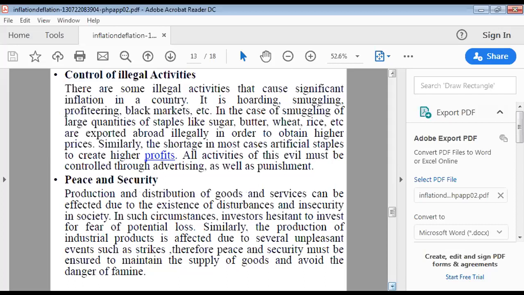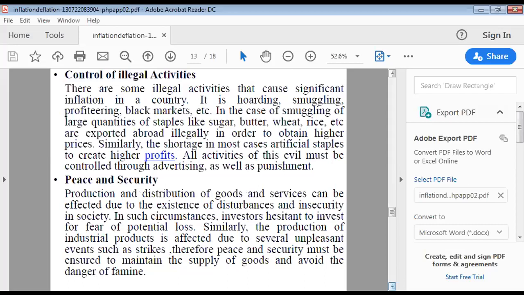A good example is rice. A good example is garri across Nigeria. A good example is beans to an extent and all that. So that's what we call staples. All aspects of this evil must be controlled through advertising as well as punishment.